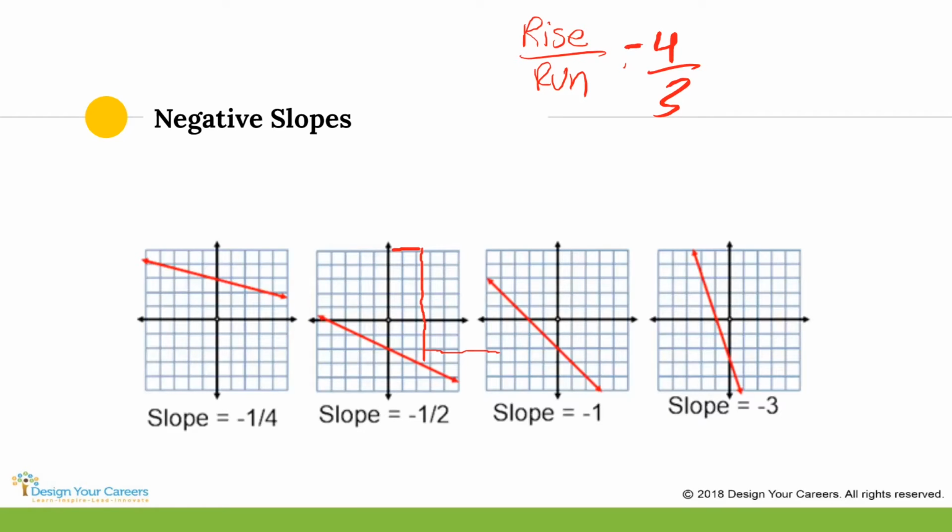Let's do some more practice with some negative slopes. Remember, it's still rise over run. In this first example over here, let's pick 2 points. I'm going to pick this point over here and this point over here. So I'm going down 1, and I'm going to the right 1, 2, 3, 4. My slope is 1 over 4, but because it is a negative slope, the slope is negative.